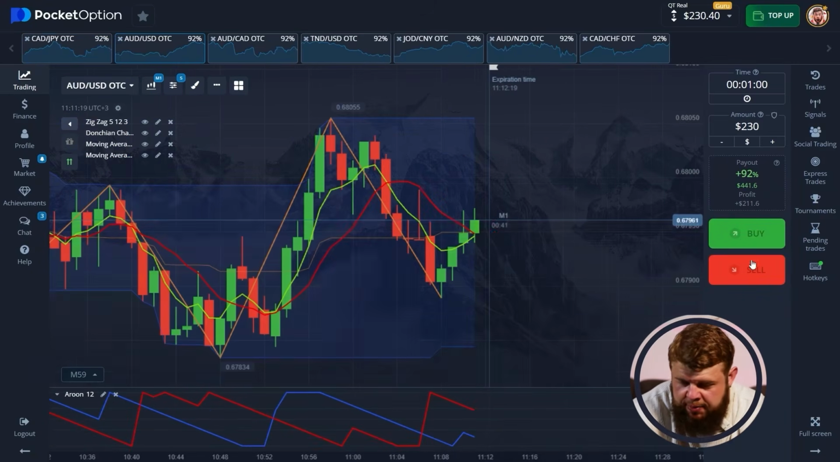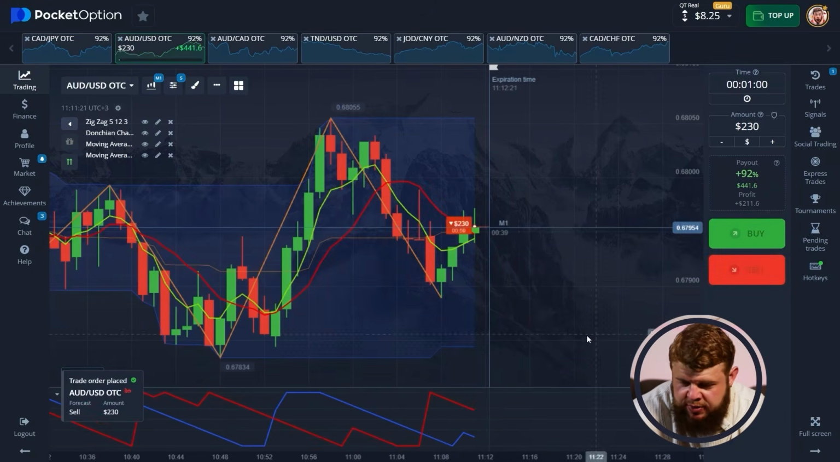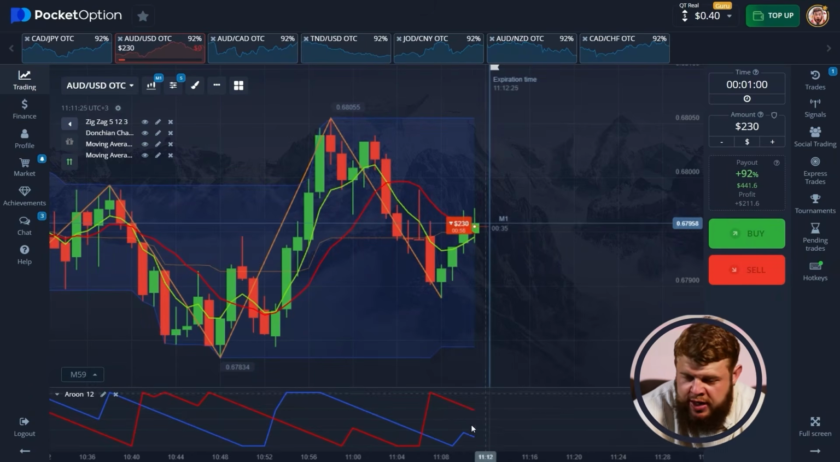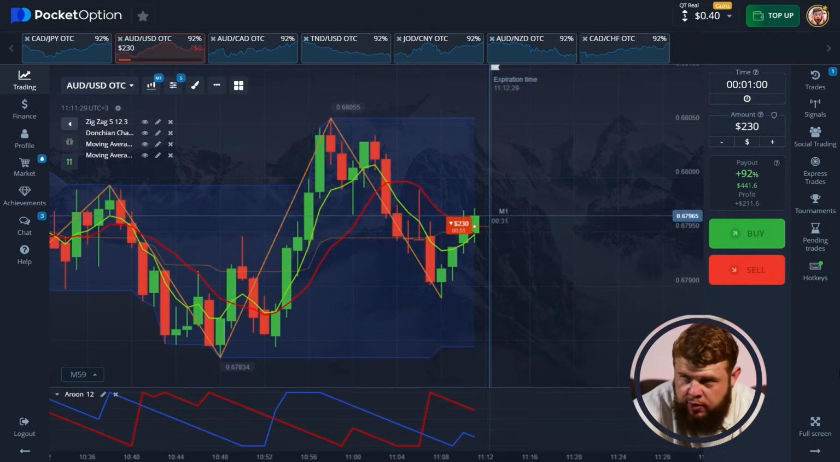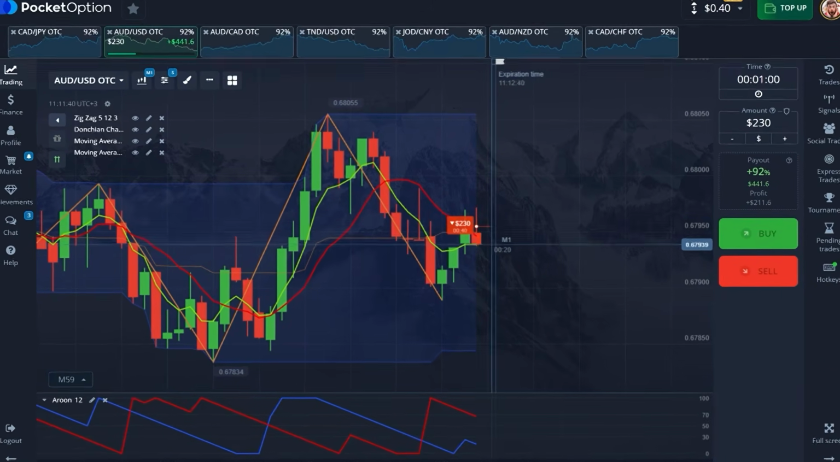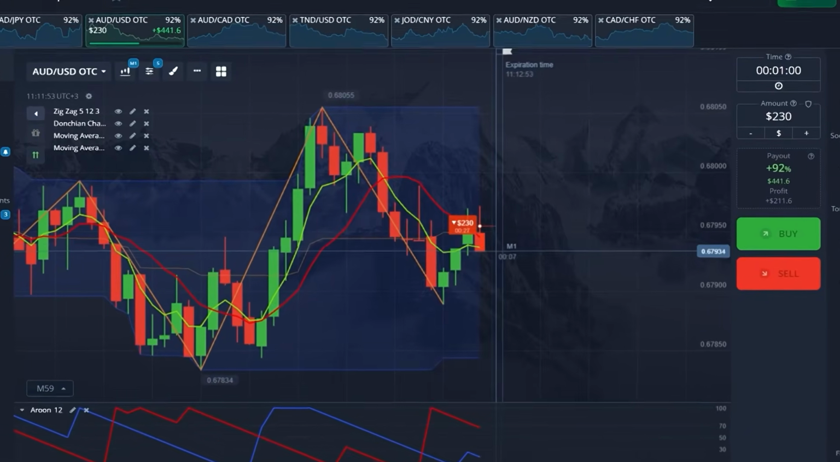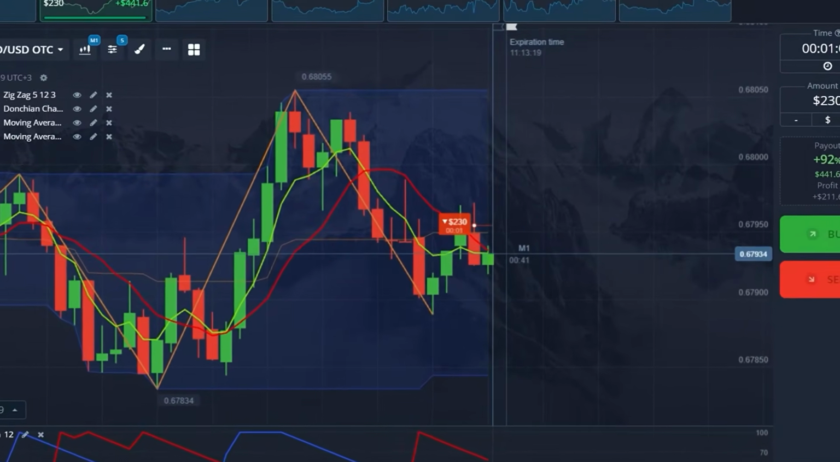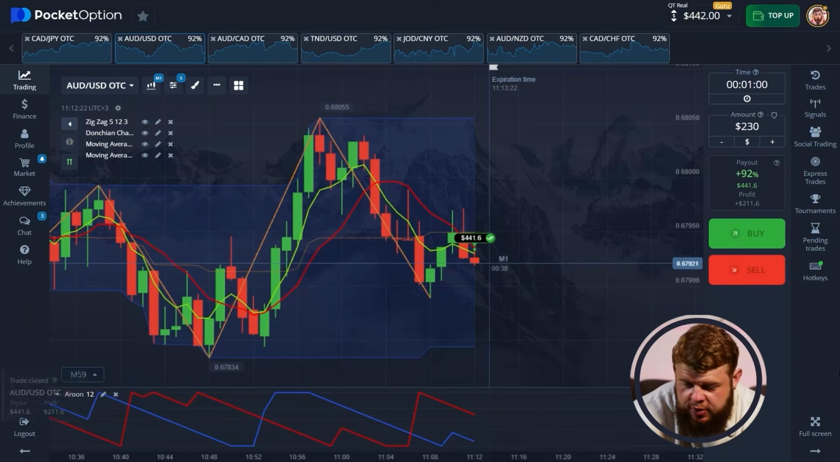move forward. Yep, let's try to open a sell position, because I don't think that buyers will succeed in breaking through the downgoing trend line. We're highly likely to drop right now and get our profit from this trade. So it's done, we have $442 on the account.